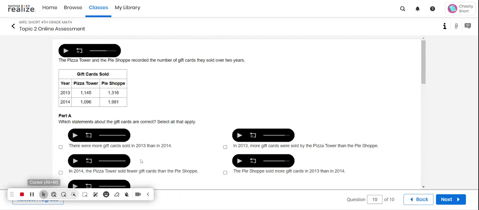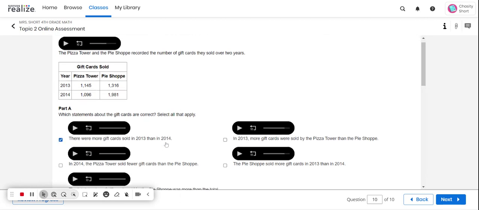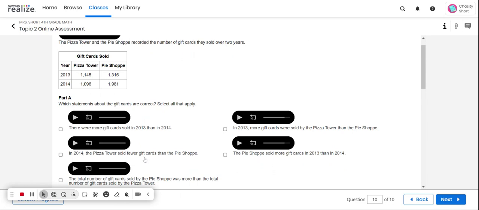Okay. In 2014, the pizza tower sold, I didn't mean to click that. The pizza tower sold fewer gift cards than the pie shop. So in 2014, the pizza tower sold fewer than the pie shop. That's true. This number is much lower than this number. So this one is actually true. The pie shop sold more gift cards in 2013, so that's this number, than in 2014. No, this number is less than this number, so that is not true.